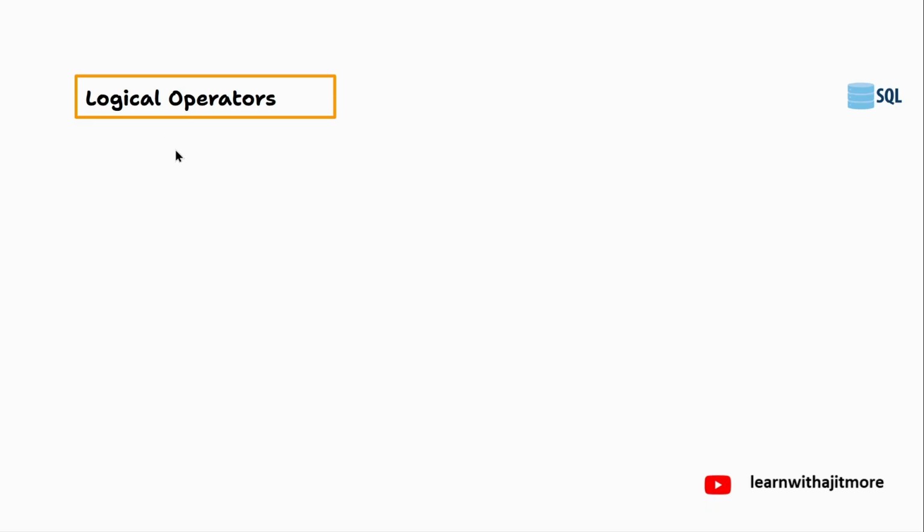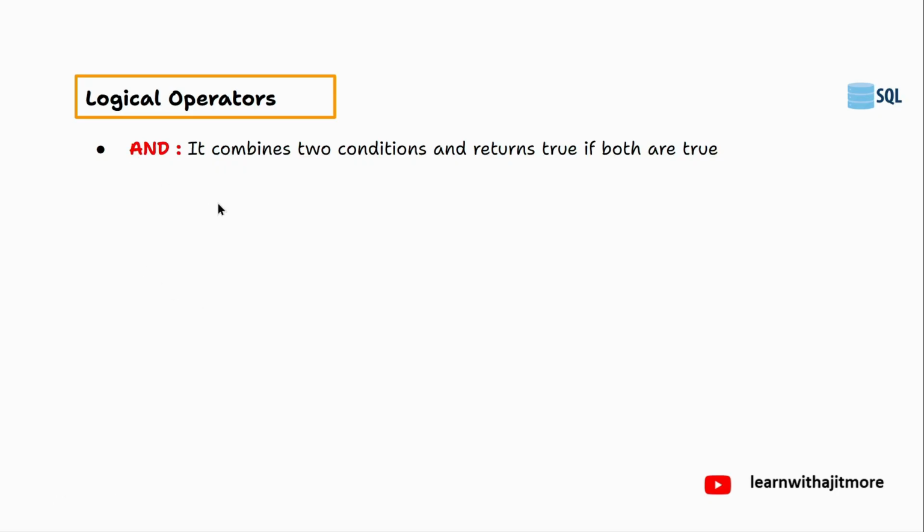So logical operators is clear, guys. Just give me confirmation. Yes, sir. And, or, and not. In case of AND, both should be true. In case of OR, either of them is true, the result is true. NOT is complement. Okay? See, AND combines two conditions and returns true if both are true.